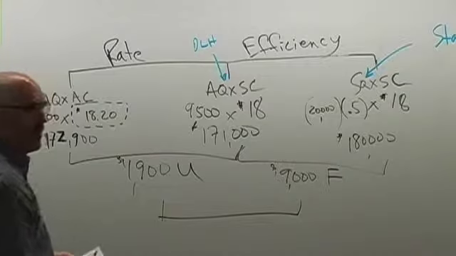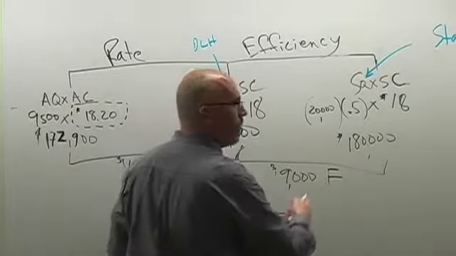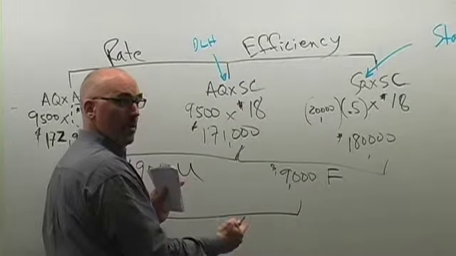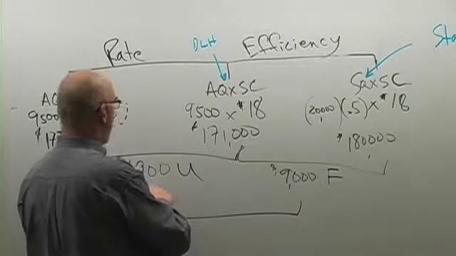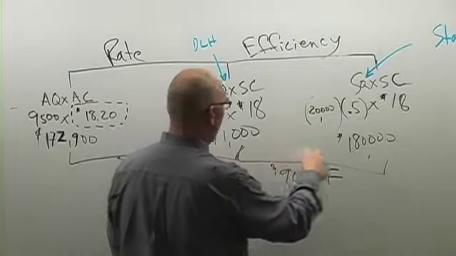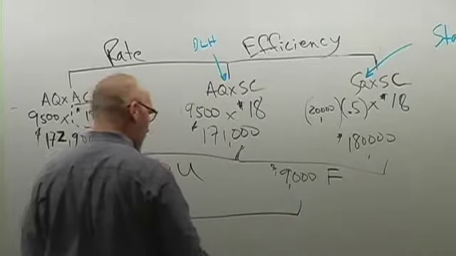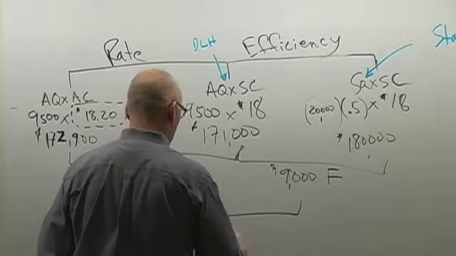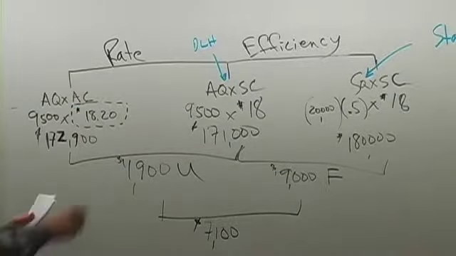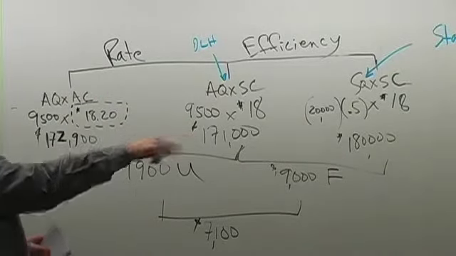Are they the same or different? In terms of, are they both favorable, are they both unfavorable, or are they different? They're different, so we take the difference. This should be $1,900, and this one's $9,000. Difference between 171,000 and 180,000. 7,100? Is that right? Yeah. You could also double check it. Take 180,000 minus 172,900 on your calculator.